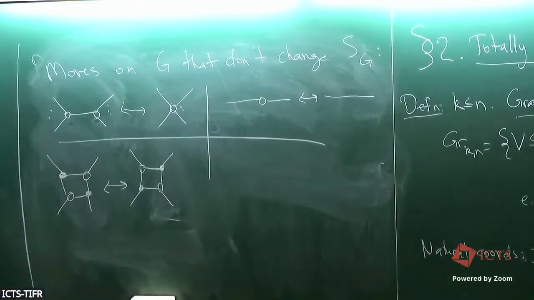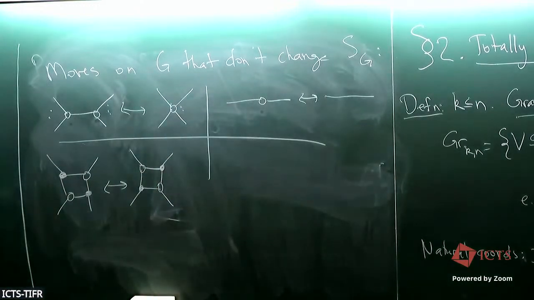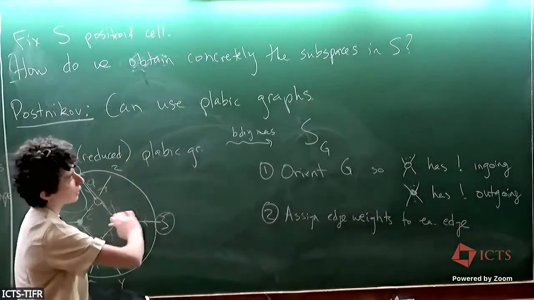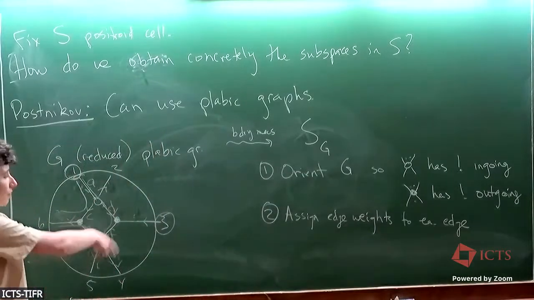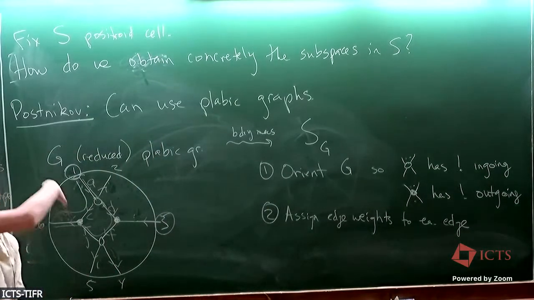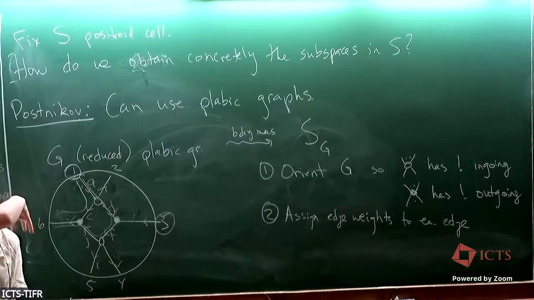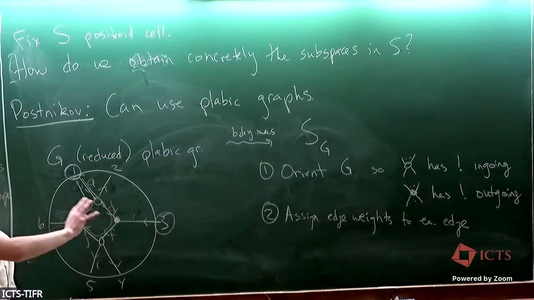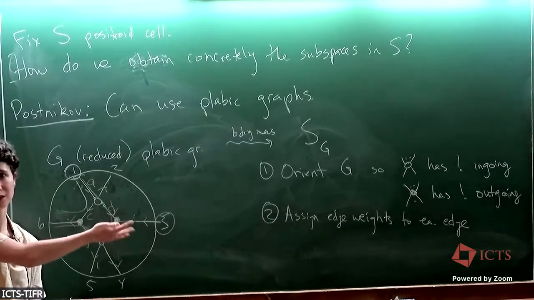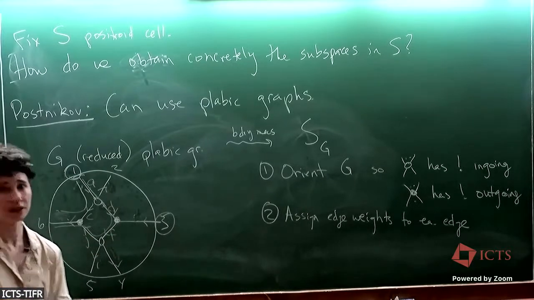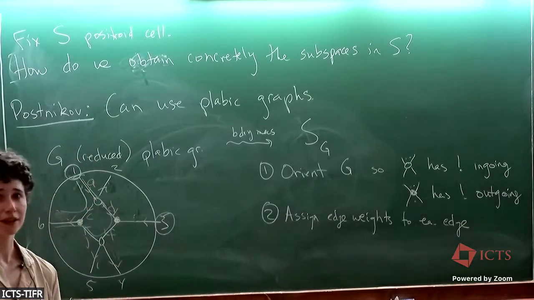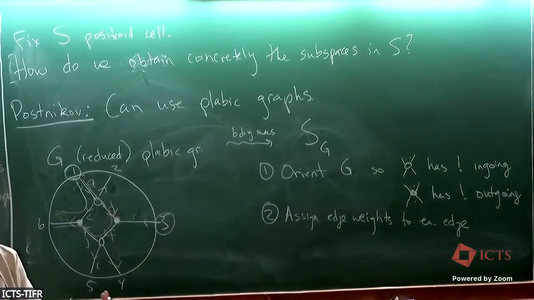If I allow non-reduced graphs, then, right, reduced plabic graphs that give you one positroid cell all have the same number of faces. But non-reduced graphs will have more faces, and they'll still give me the same cell. So it's not an efficient way to get the positroid cell. That's why we throw them away. It's a technical condition. Okay. Any other questions?